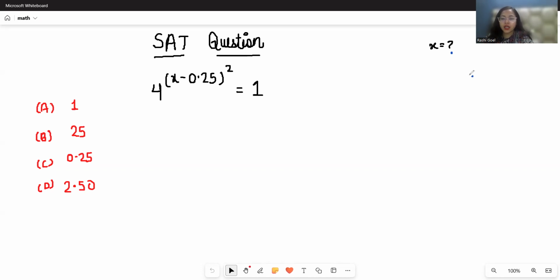So we know the exponent identity that a power 0 is 1, whether it's 1 power 0, 2 power 0, 3 power 0, or 1000 power 0. So similarly, 4 power 0 is also 1. So I am going to replace the right hand side 1 with 4 power 0.